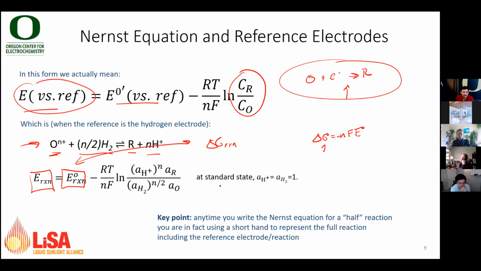So this is important. And now at standard state, the activity of protons and hydrogen is 1. So you know they drop out here, right? And you get kind of what you're used to seeing. Okay, so the key point is anytime you write a Nernst equation for a half reaction, you are in fact using a shorthand to represent the full reaction, including the reference electrode reaction.